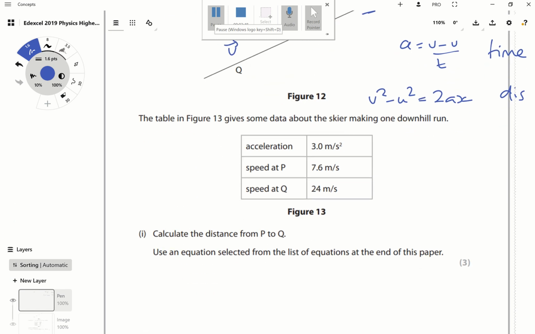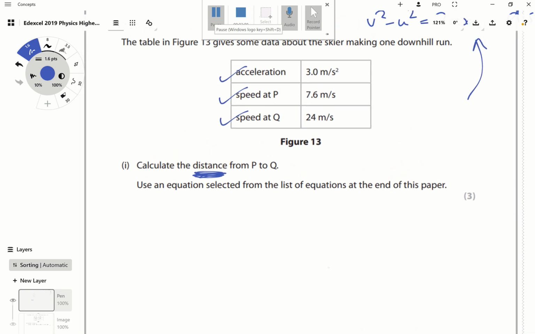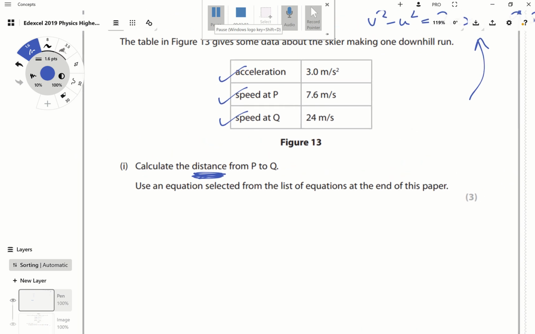Here we go. I'm having a look now. I've got acceleration, speed, and that. Okay, it says calculate the distance. So there we go, not calculate a time. So I know I've got to use that one. Use an equation from the list. So I'm just going to put that there. So I know that my equation in the list, they'll give me v squared minus u squared equals 2ax. I want to get x on its own.